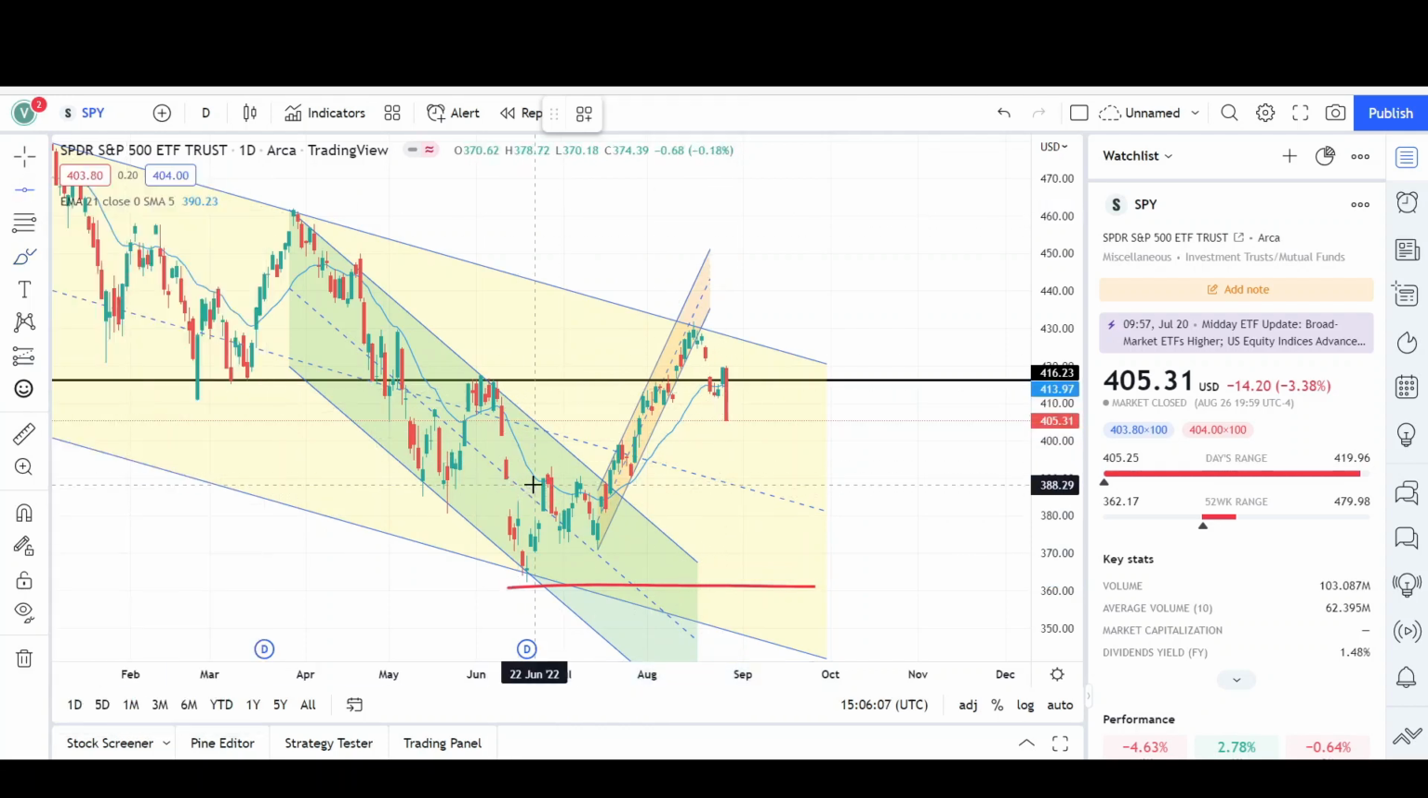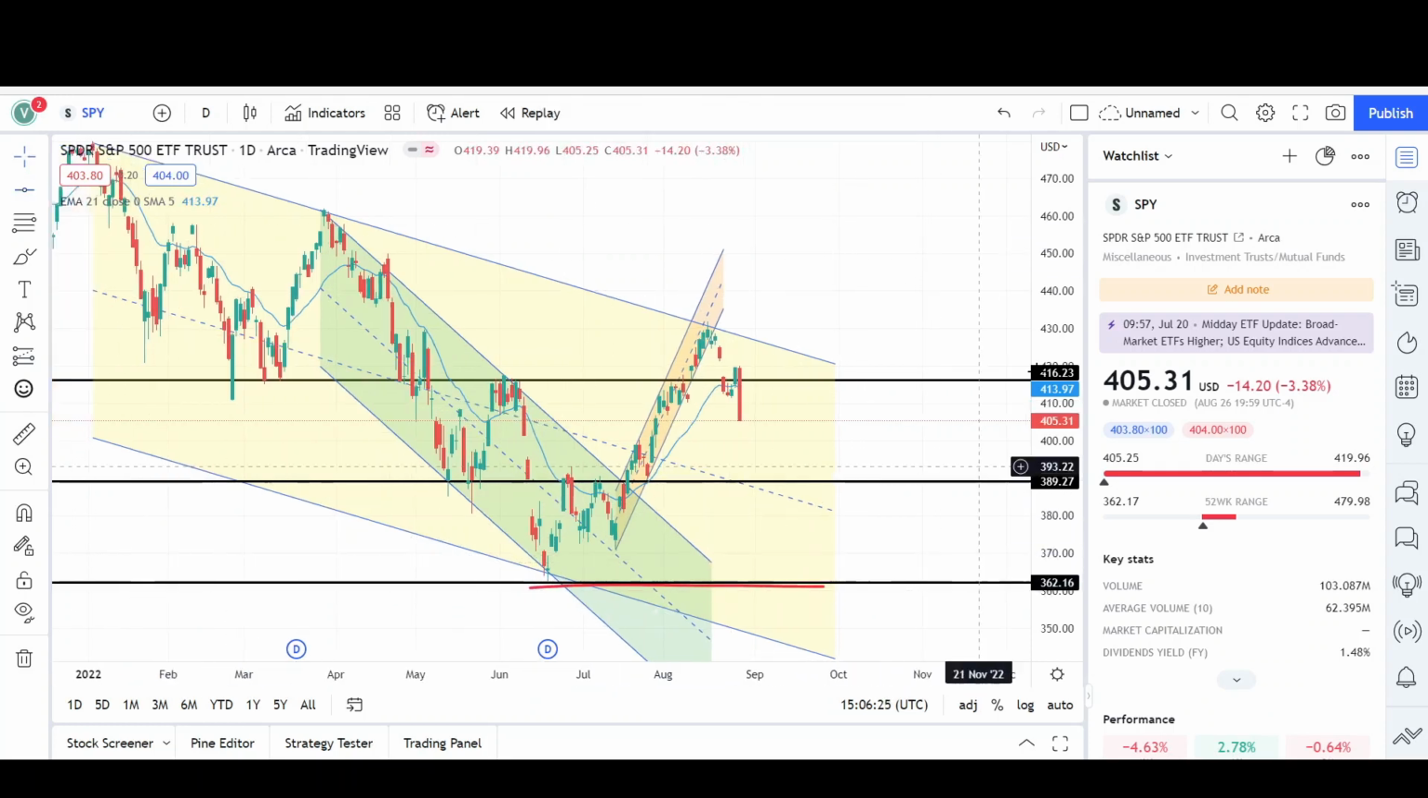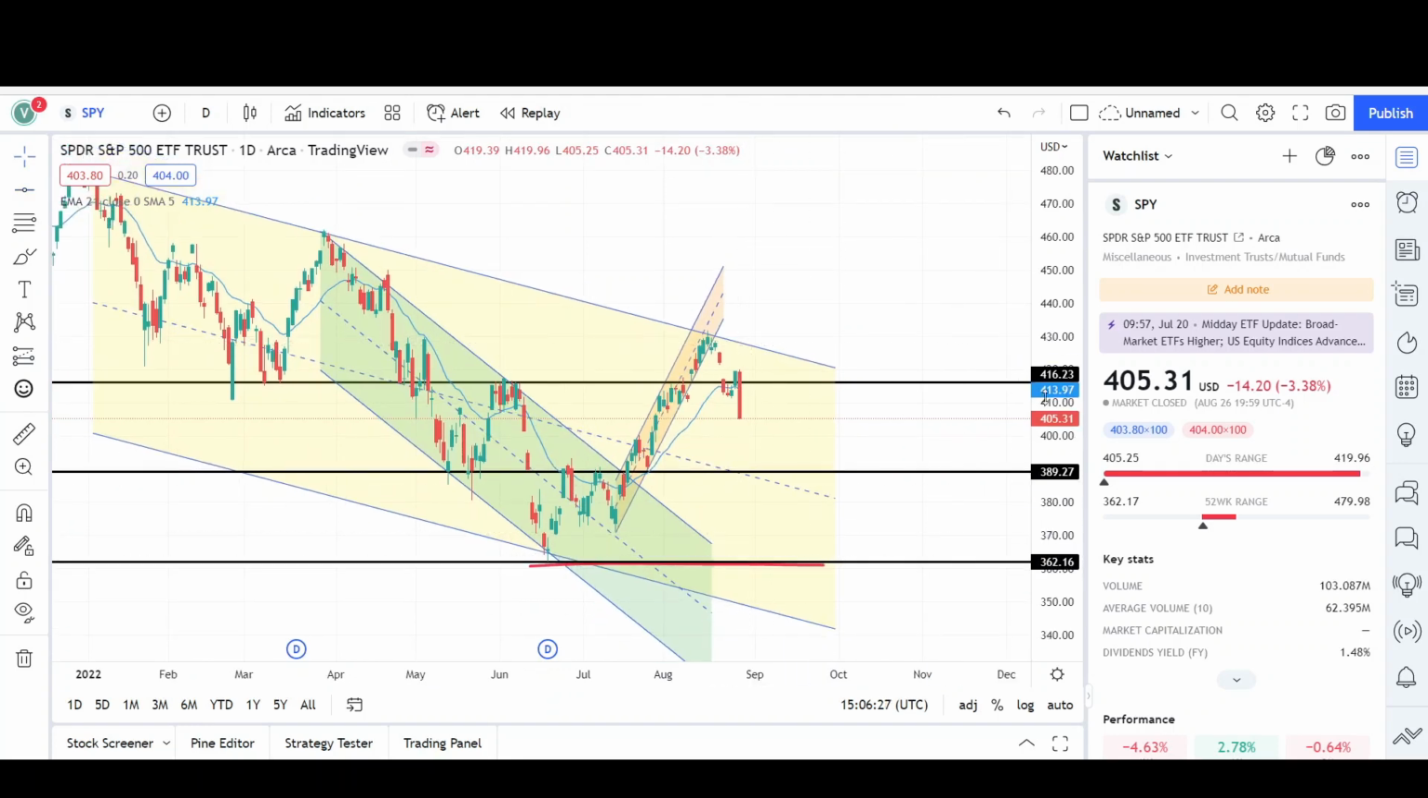So where is my target? My first target is definitely this 390 level, because that's the breakout point of the sideways price action. So that's where it looks like prices want to go to. So looking for that 390 level first, and then back down to lows at the 362 level. So those are my two targets as of right now. We could be going lower, but let's just focus on that right now.